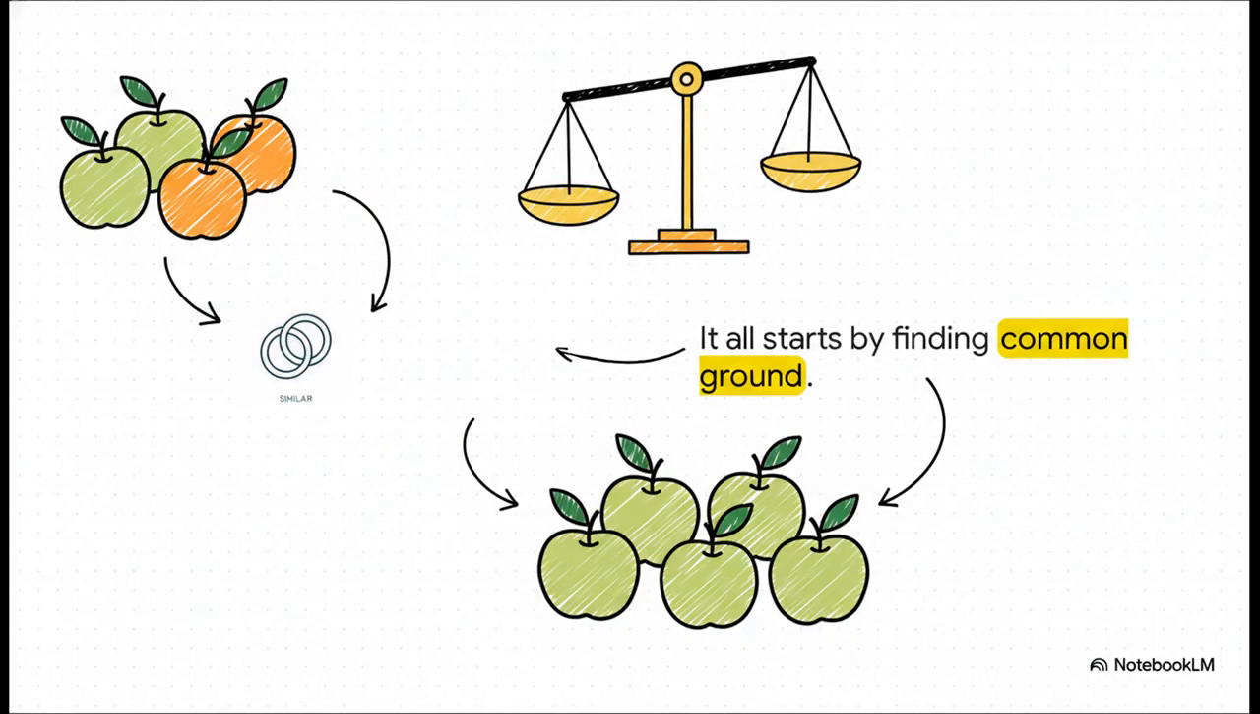Right. Before you can even talk about what makes two things different, you have to establish what makes them comparable in the first place. You're basically showing your audience that you're comparing apples to apples, not apples to oranges. And on a gut level, this builds trust. It tells the person you're talking to that you're being fair and objective, even before you state your preference.